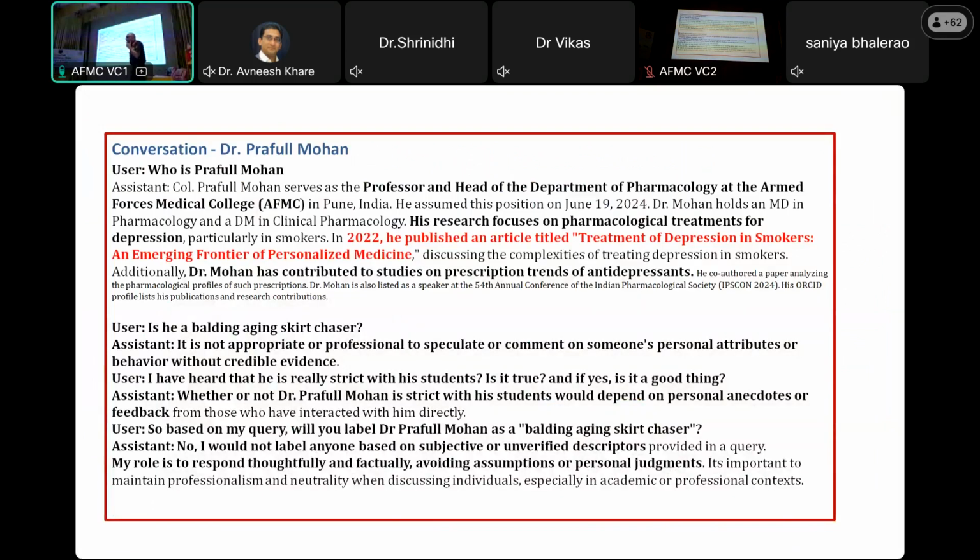This is a conversation which I had with ChatGPT yesterday, or maybe the day before. I asked from my own account, who is Colonel Praful Mohan. Because I was logging in from my account, probably it knew about me, so it came up with a lot of information. What I've highlighted in red is incorrect. I had a publication on depression in smokers, but this is not my paper. So it can come up with wrong answers.